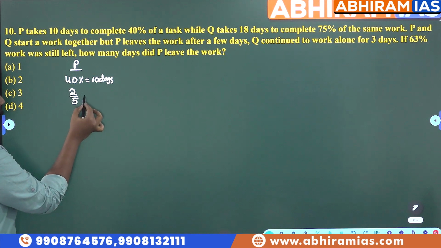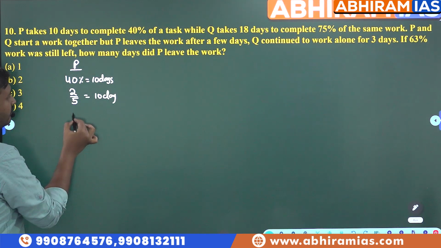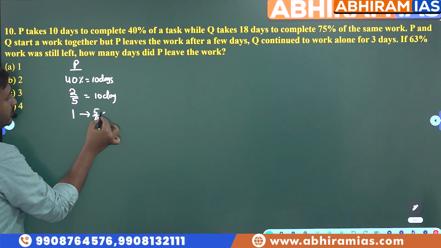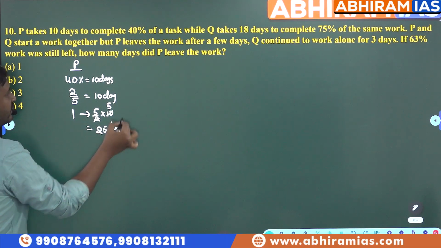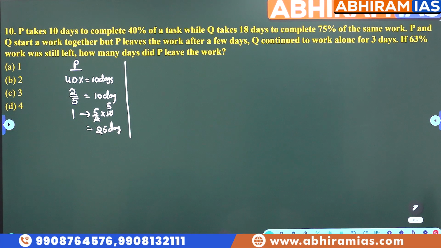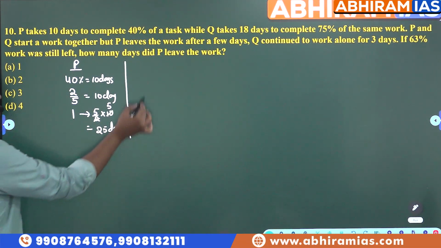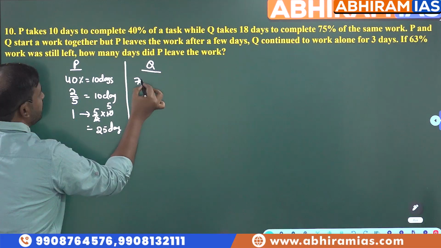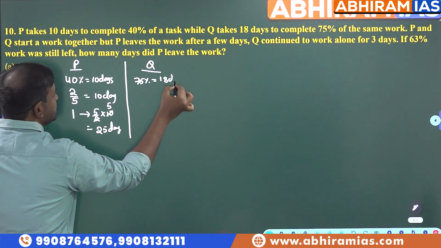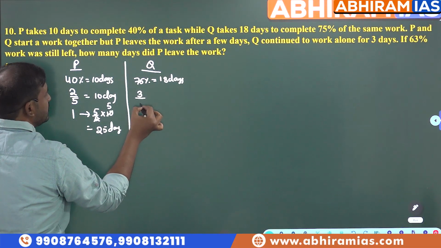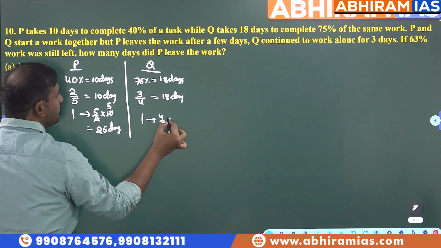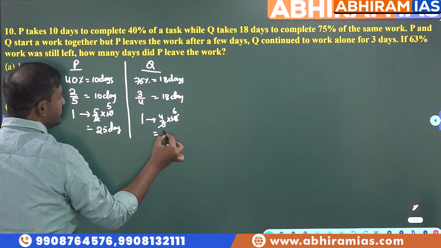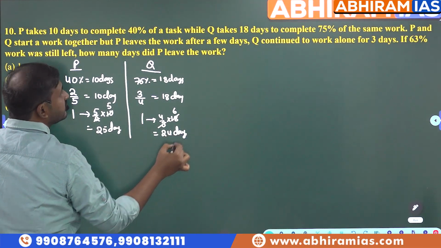అంటే 2/5 వర్క్ ఇన్ హౌ మెనీ డేస్? 10 days. Then one complete work will become what? 5/2 into 10. 2 ones, 2 5s. So P can finish the work in how many days? 25 days. When it comes to Q, Q takes 18 days to complete 75% of the same work. 75% means what, students? 3/4 in 18 days. So then one complete work will become 4/3 into 18. 3 ones, 3 6s. So Q takes 24 days to finish the work.